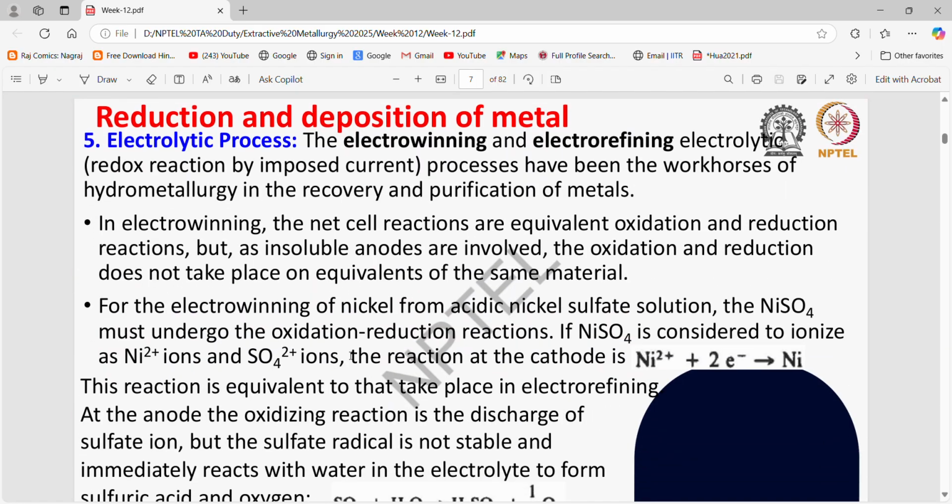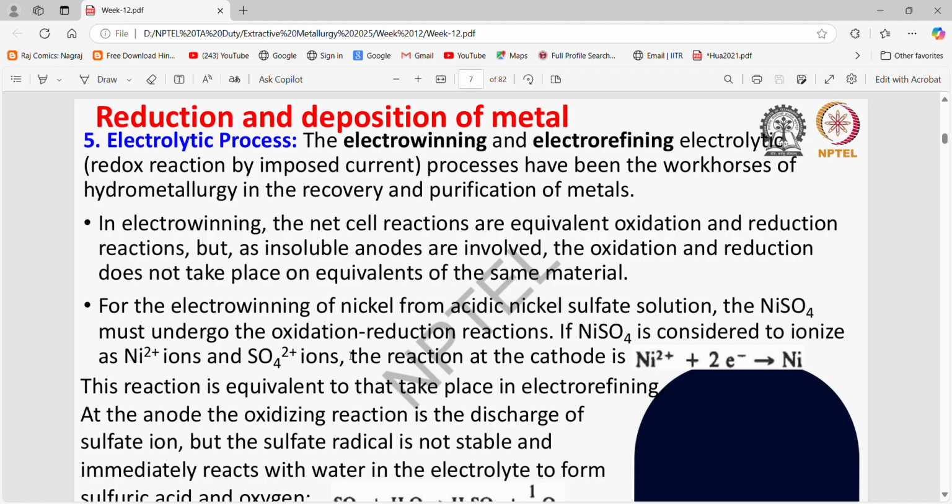So generally for the recovery of these types of metals from the solution, we go with electrolytic processes like electrowinning or electrorefining. Electrolytic processes have been the workhorses of hydrometallurgy in the recovery and purification of metal. These are redox reactions which are imposed with the help of an external current. We have to provide some extra voltage with the help of the current, so that these redox reactions can happen inside the solutions.